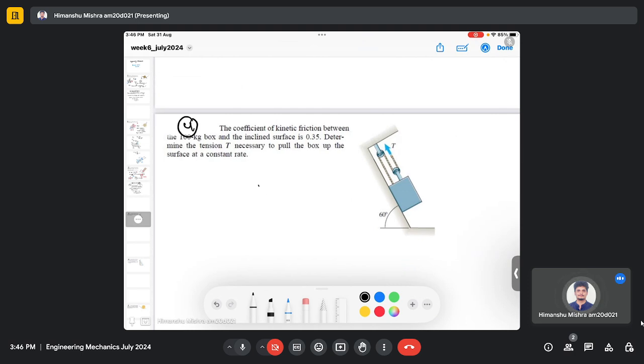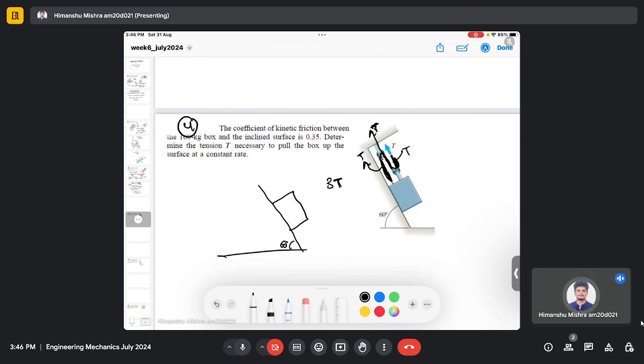So first, let's make a free body diagram. You can see that there is a surface, and there is a tension force acting on this rope. In this part of the rope there will be a tension T acting, and the same force will be acting in this part also. So here also there will be T, and in this part of the rope again there will be a tension force T. So in the whole rope, the total tension will be 3T.